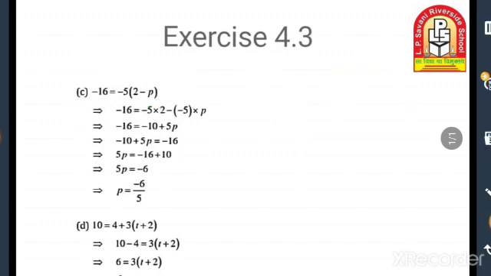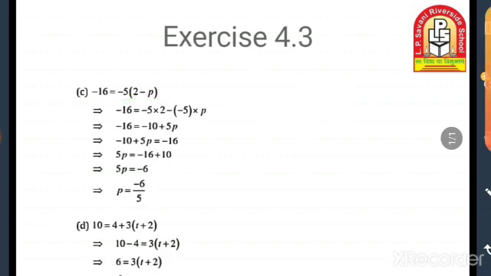Okay, so the first step is to remove the terms which are in relation with the p. First of all, we open the bracket of minus 5 in the bracket 2 minus p. So after opening that, 5 multiplied by 2 is minus 10, because 5 2s are minus 10.